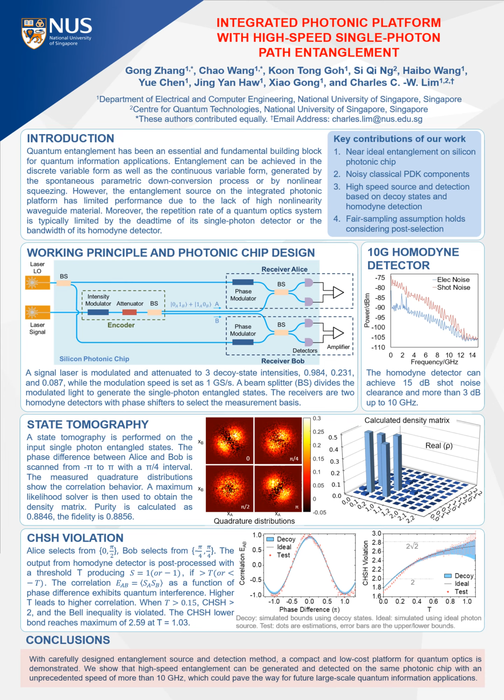To characterize the prepared states, we first perform a state tomography. By scanning the phase difference between receiver Alice and receiver Bob, the outputs from both the homodyne detectors are collected at the same time to analyze the correlation. The resulting quadrature distribution is shown in the middle, and it clearly shows the correlation behavior. Using a maximum likelihood solver, the density matrix is obtained and shown on the right-hand side figure. The 0,1 and 1,0 components, as you can see, are dominant, and the purity is calculated to be 0.88.